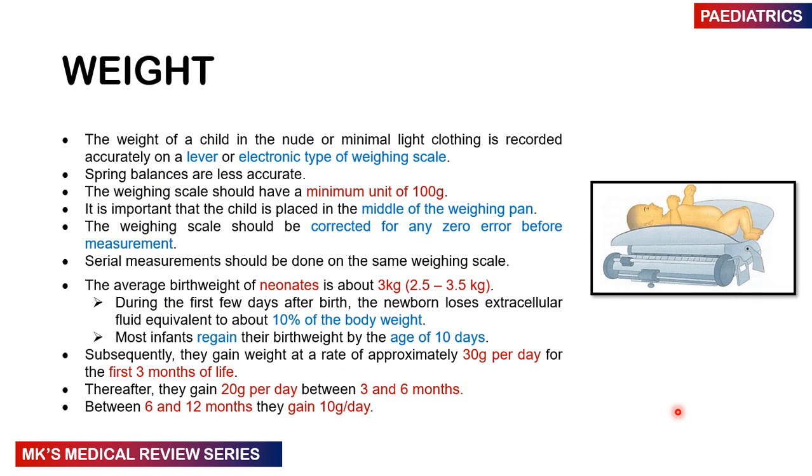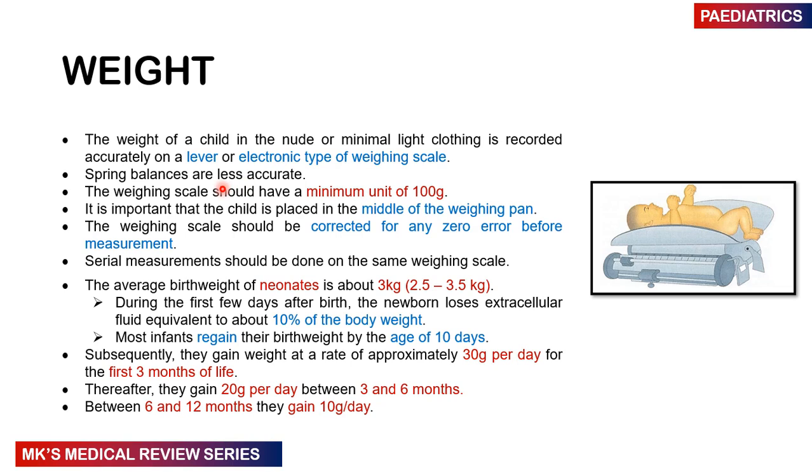So we'll begin with weight. This is pretty much how much the child is weighing. The weight of a child is supposed to be taken when the child is nude or minimally or lightly dressed. You can measure it accurately with a lever or an electronic type of weight scale. Spring balances are actually less accurate. I think it should be a triple beam balance. It is one of the scales that you can use to measure the weight of the child.